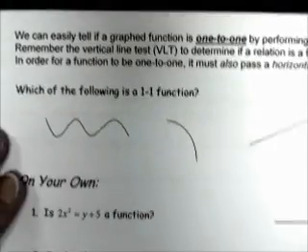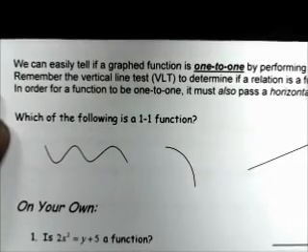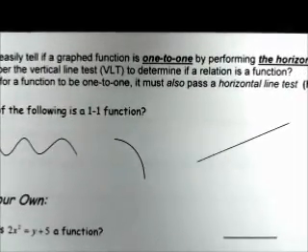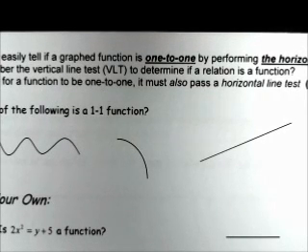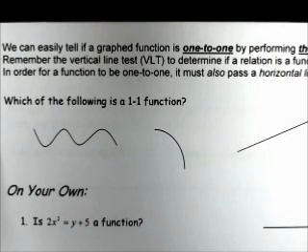function. Now we can easily tell if a graph function is one-to-one by performing the horizontal line test. Remember the vertical line test, the VLT, to determine if a relation is a function. In order for a function to be one-to-one, it must also pass a horizontal line test. Which of the following is a one-to-one function?